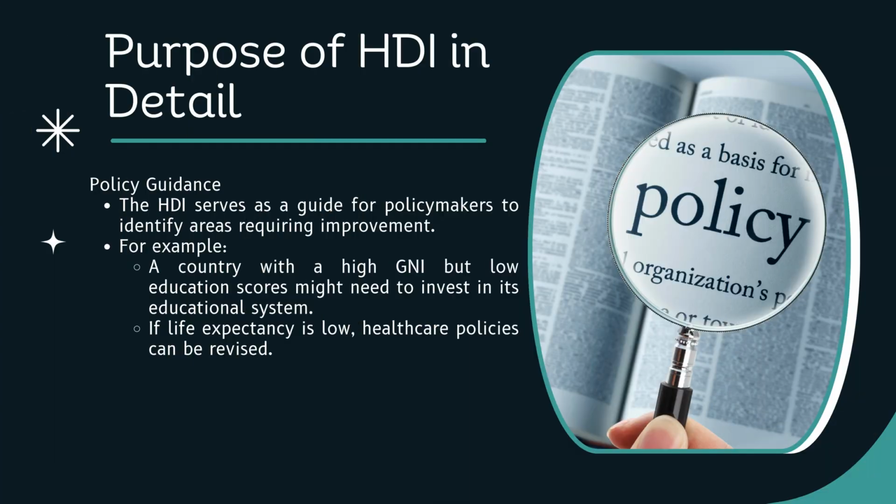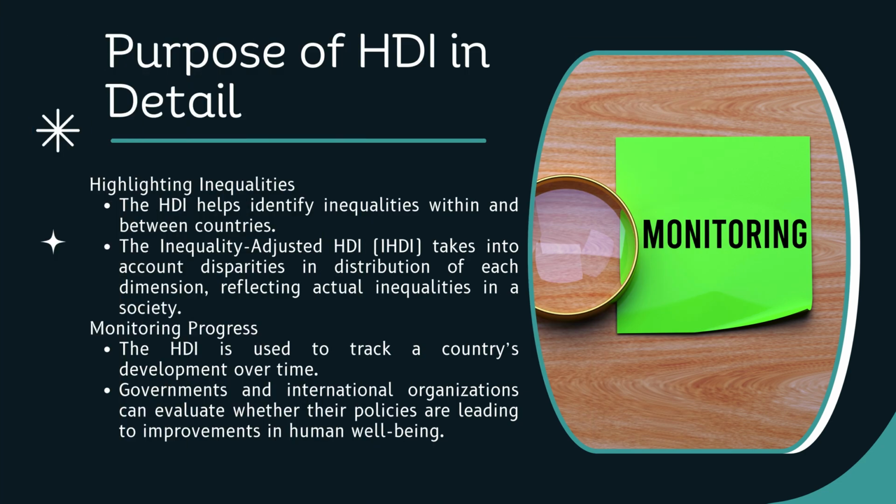Policy guidance: The HDI serves as a guide for policymakers to identify areas requiring improvement. For example, a country with a high GNI but low education scores might need to invest in its educational system. If life expectancy is low, healthcare policies can be revised. Highlighting inequalities: The HDI helps identify inequalities within and between countries. The Inequality-Adjusted HDI, IHDI, takes into account disparities in distribution of each dimension, reflecting actual inequalities in a society.